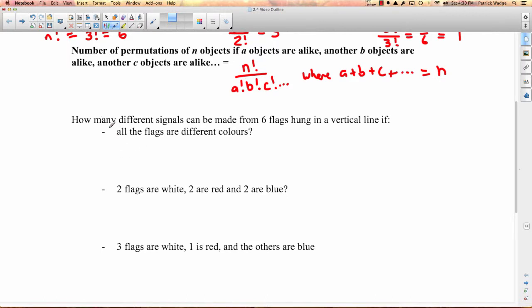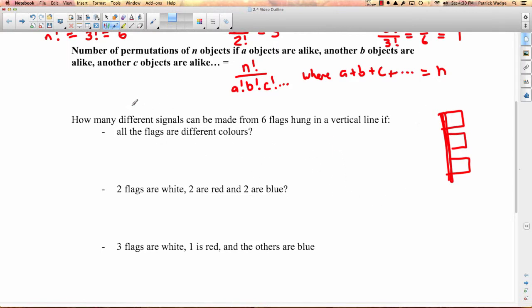Okay, let's look at these examples, and I think this will help you understand. So the first one says, how many different signals can be made from 6 flags hung in a vertical line? So you're going to hang up some, you got this pole or something, and you're going to hang a bunch of flags up there, and the order that you put the flags on gives you a signal. Right? So if it's red, red, red, it means help, and if it's red, white, red, it means bring ice cream or something. I don't know.